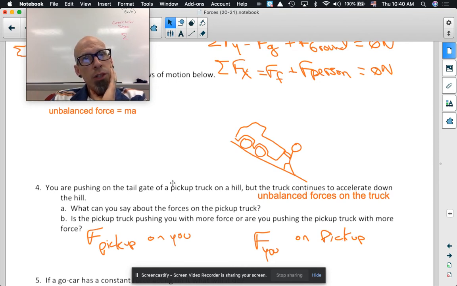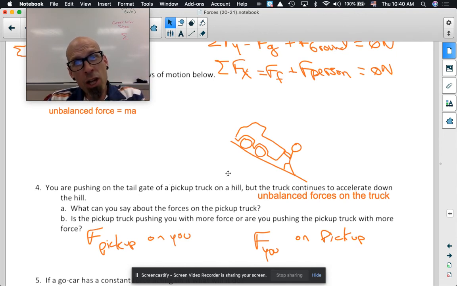Refer to the conversation we just had about Newton's third law. Which one's greater? Neither. That's a force pair. The truck can't do anything more to you than what you do to the truck. Now, are you both accelerating? Yes, you are both accelerating down the hill. So you both have unbalanced forces, but you're both doing the same thing to each other. Okay?